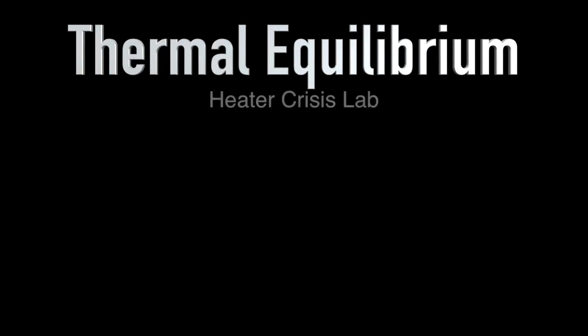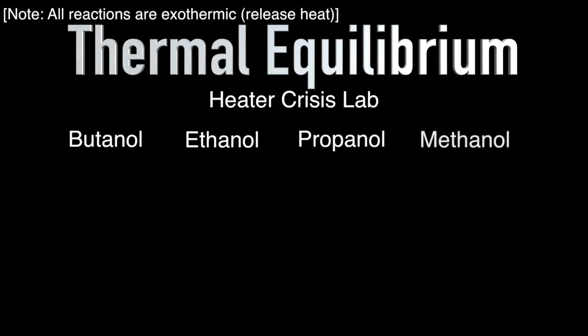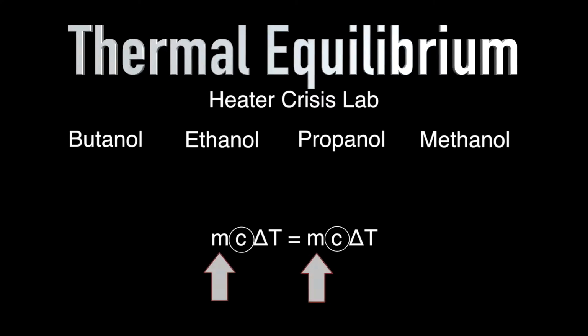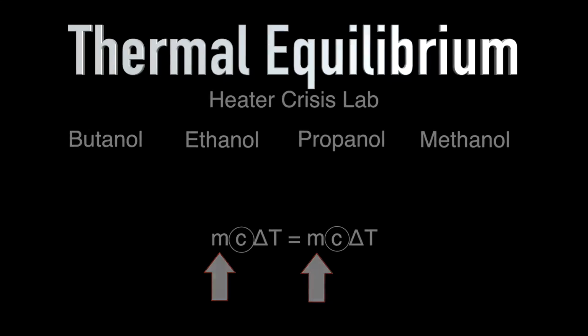During Webb's heater crisis lab, we looked at which fuel burned the best. This refers to thermal equilibrium, as the specific heat capacities of each of the fuels were different and the mass changes could be used to calculate with the equation which was best to use.